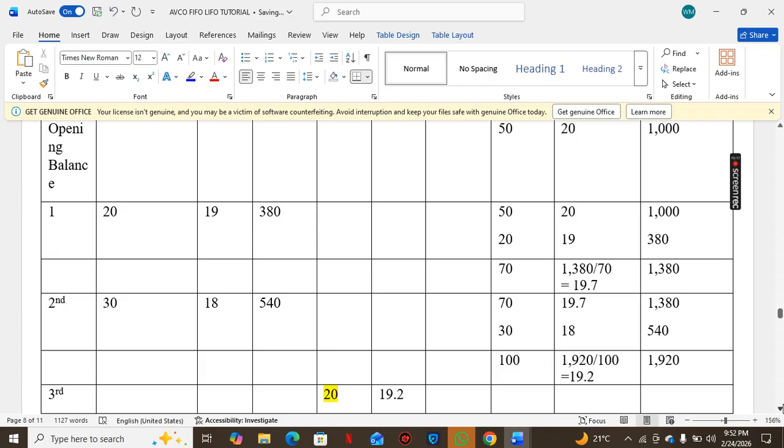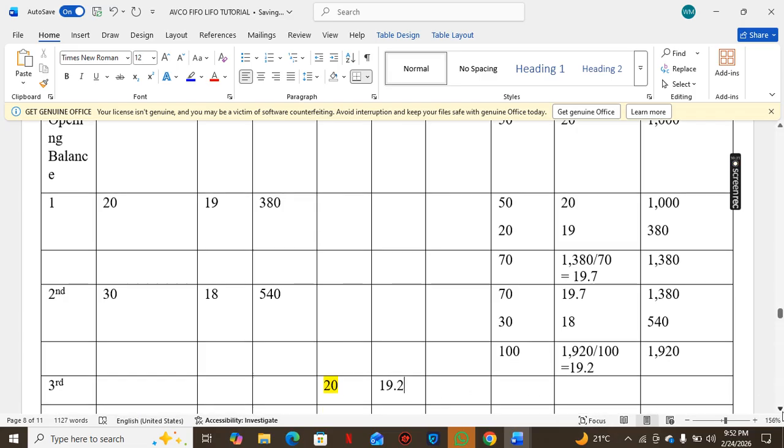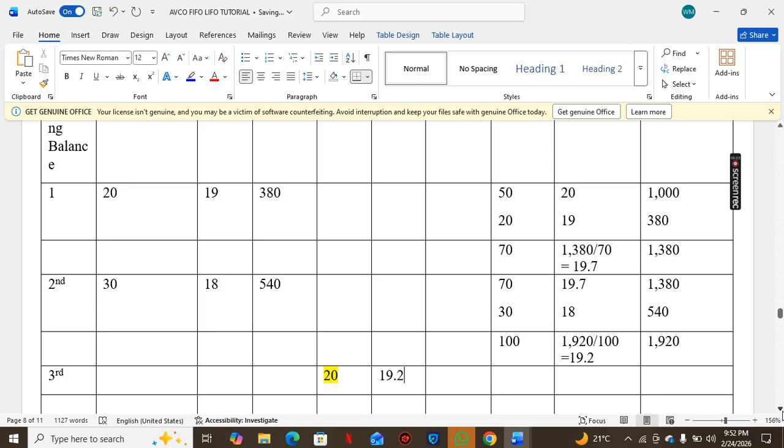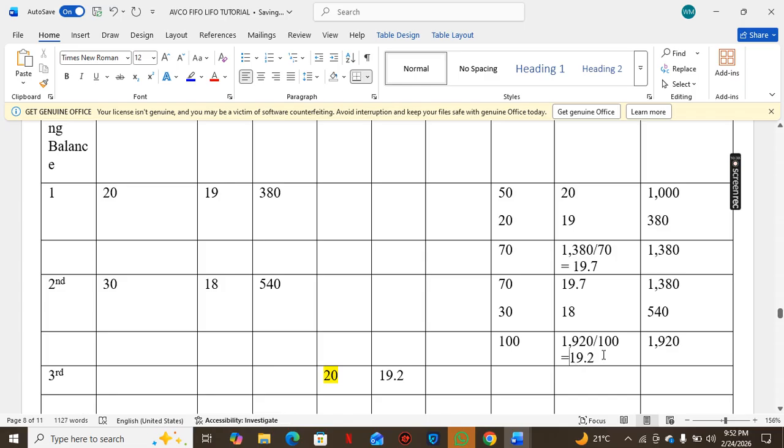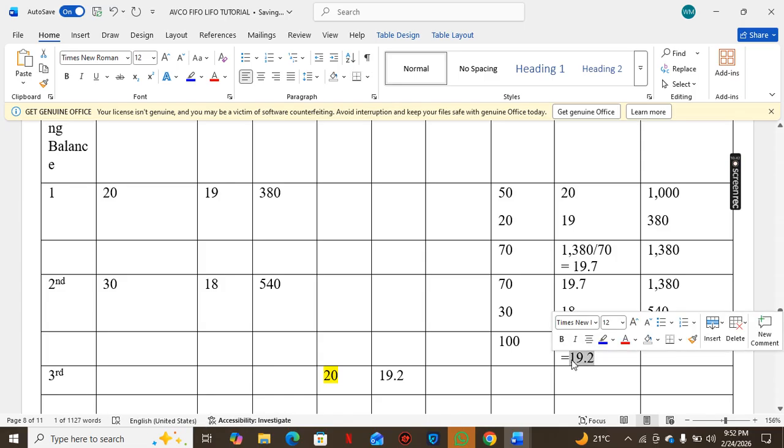But what happens if we used 20 here? Do we know what would happen? Just say again, sir. You said which one should we use? You value at cost, so you use the cost price to value the issues or sales. Which is 19.2, madam. Also, we use the average for the previous one.